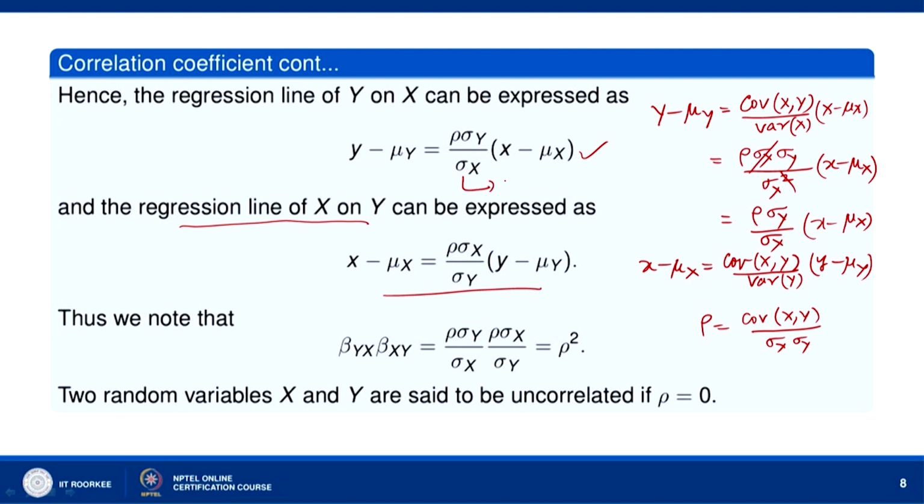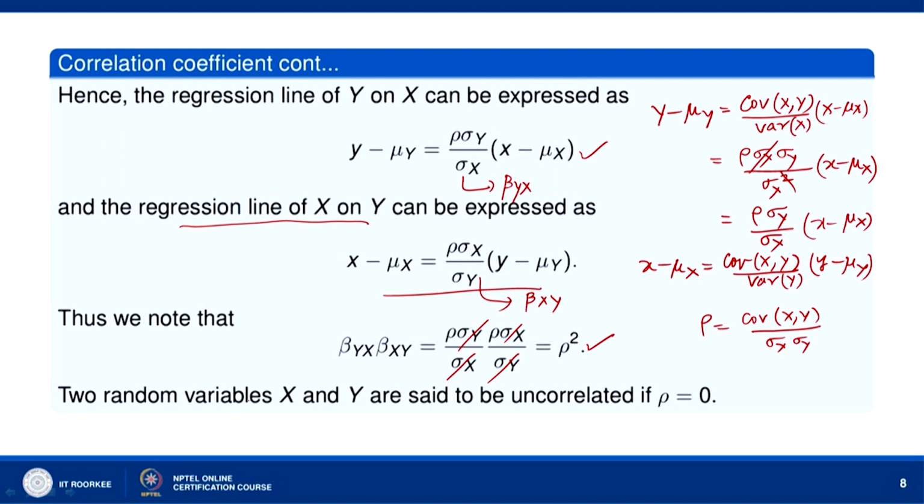This is beta y x, and by our definition this is beta x y. So, when you multiply beta y x and beta x y, what do we get? Rho sigma y over sigma x into rho sigma x over sigma y, and this cancels with this, this cancels with this, you get rho square. So, beta y x into beta x y equals rho square.